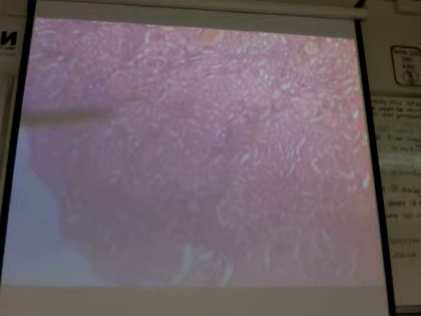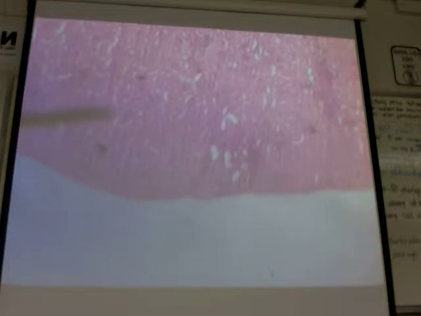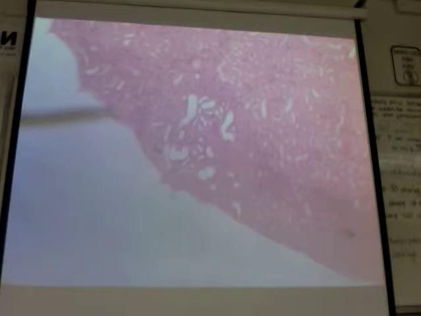So this is a kidney, and what we're going to be looking at here on this kidney slide is the renal corpuscles and just trying to tell the difference between the cortex of the kidney and the medulla of the kidney. Let me find out where I want to be here. Well, not there, that's for sure.